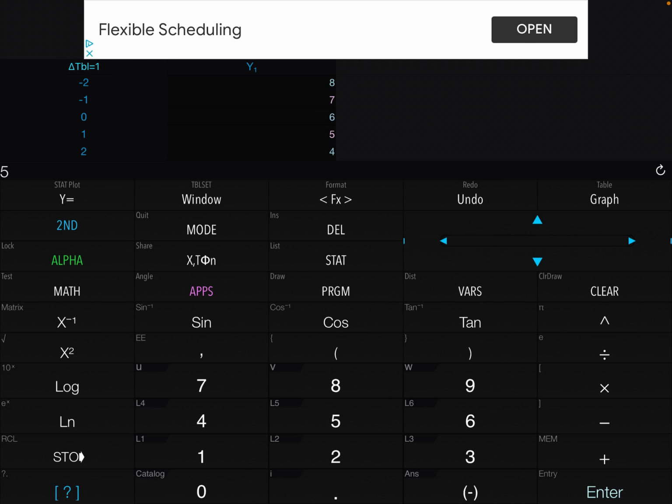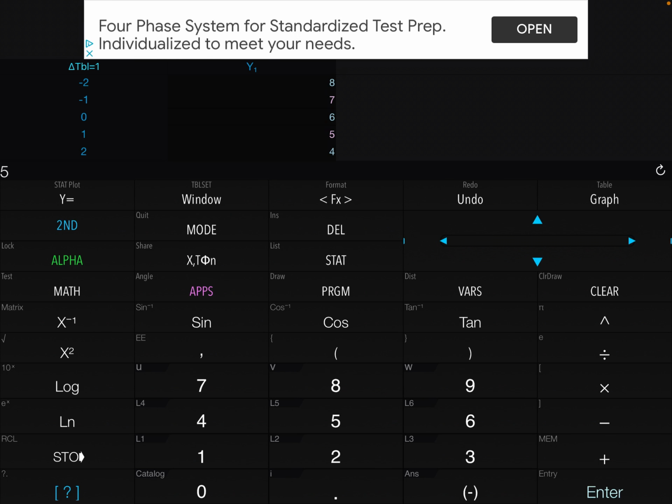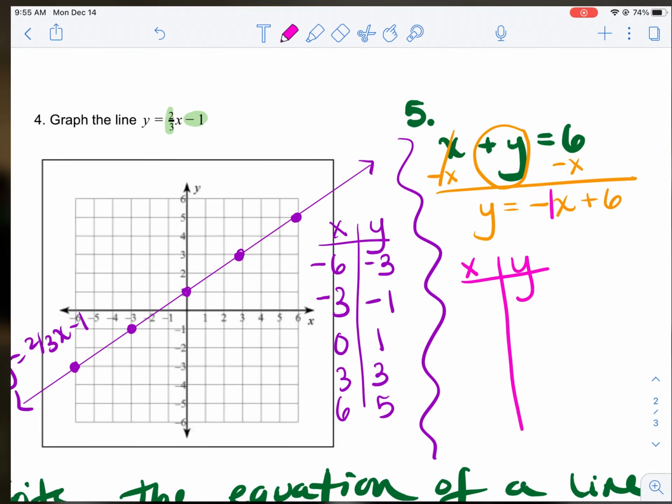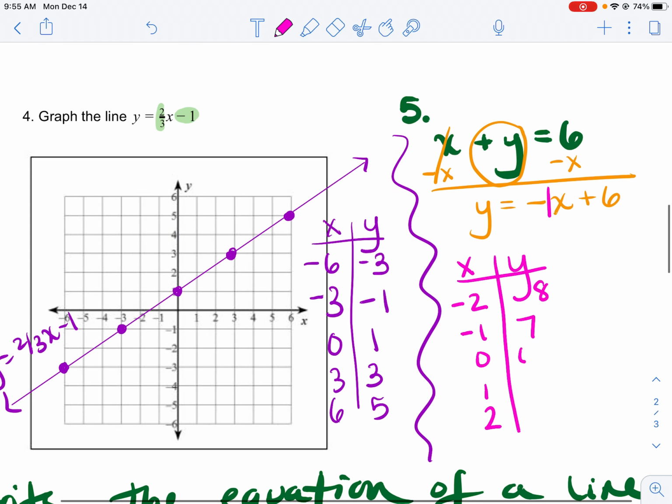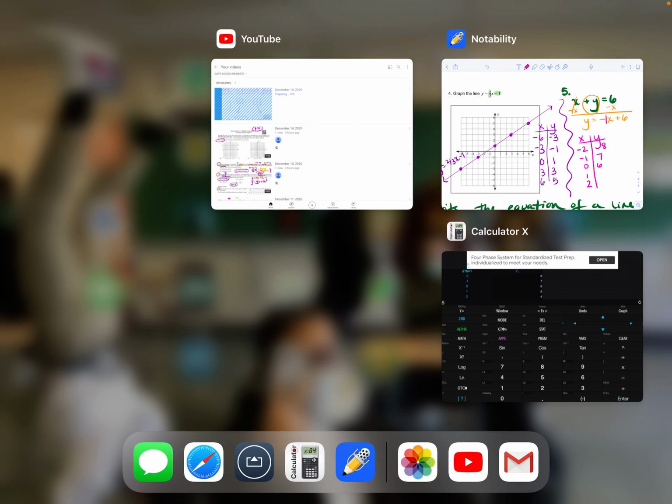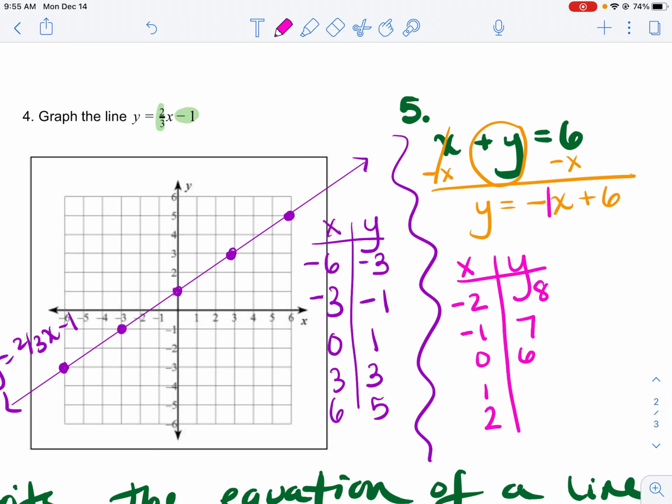So if you're ever not sure, I always like just to do -2 to 2. So let's fill in our graph. -2, -1, 0, 1, 2. So this was 8, 7, 6. Let me just double check. Yes. 5, 4. Okay, so now I'll keep this in pink.